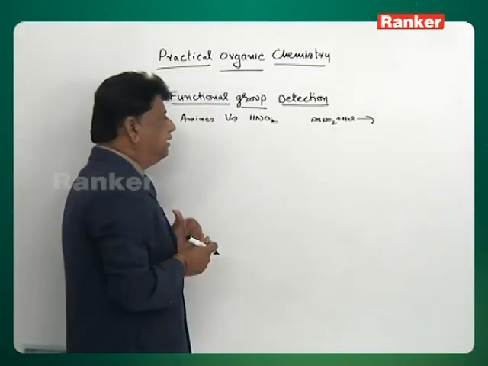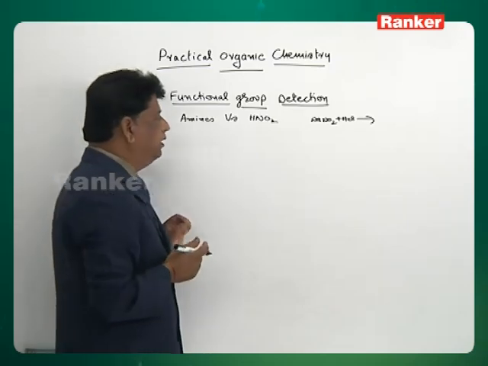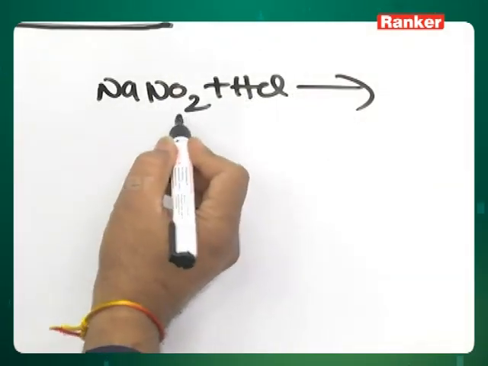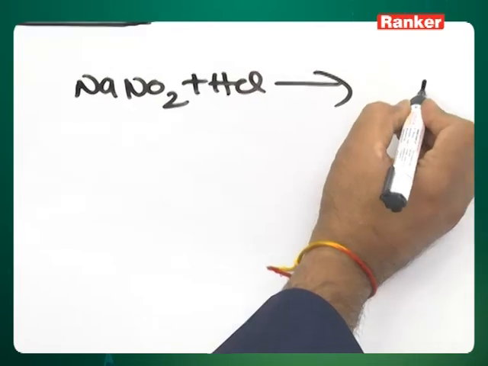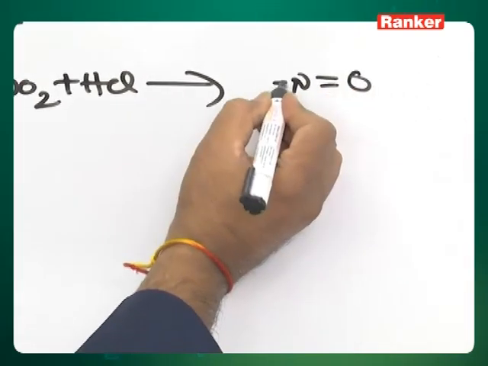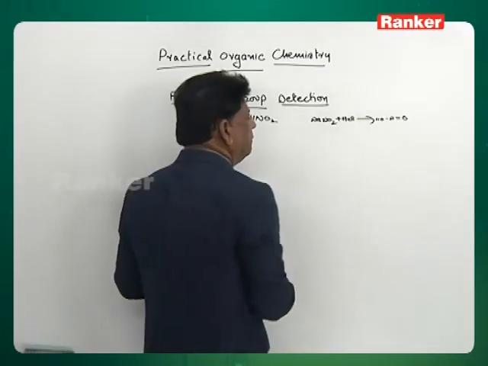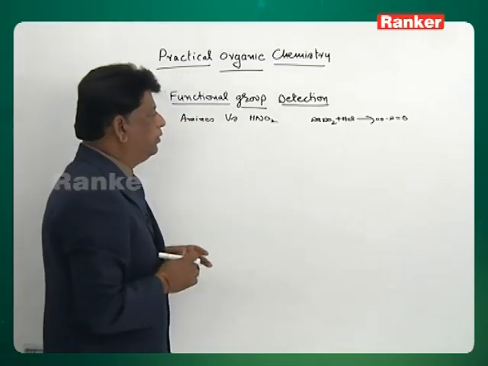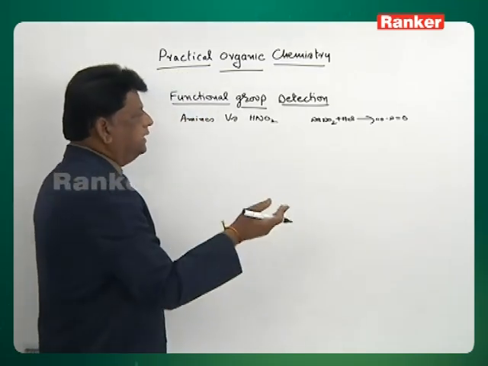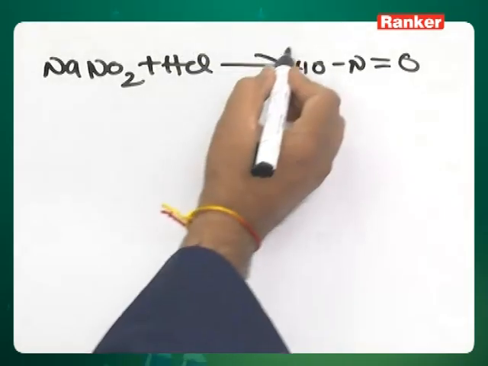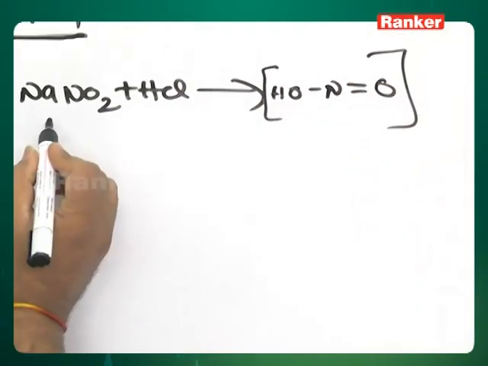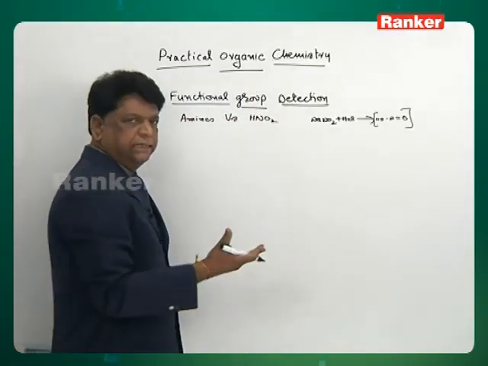NaNO2 is a salt of nitrous acid, quite stable like potassium nitrate or sodium nitrate. When you add HCl, HNO2 is released. HNO2 will have a structure like this. Nitrous acid plus NaCl is released. Whenever you want nitrous acid, you take these two in combination and the nitrous acid comes.